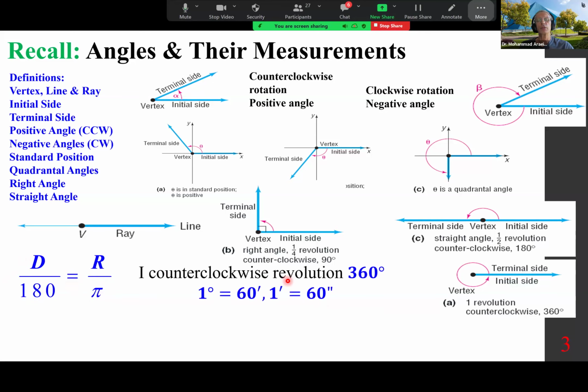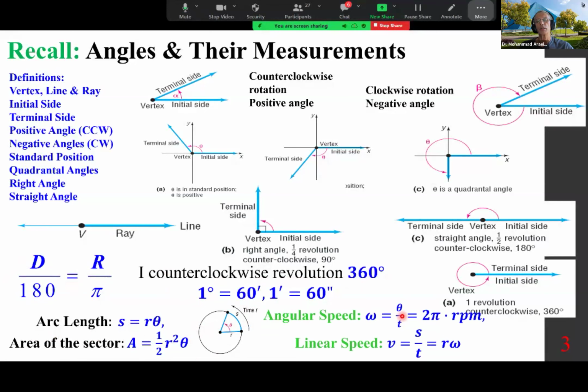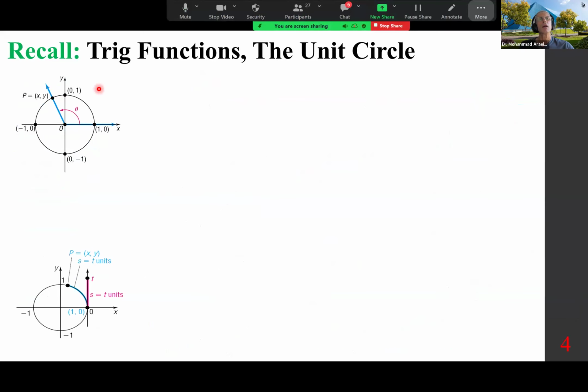A complete counterclockwise revolution gives us 360 degrees, as was mentioned. One degree is 60 minutes, one minute is 60 seconds. Arc length, S, is r theta. Area of the sector is one half r squared theta. Angular speed, omega, is theta over t, or 2 pi times RPM. Linear speed is S over t, or r omega, just to remind you of that.